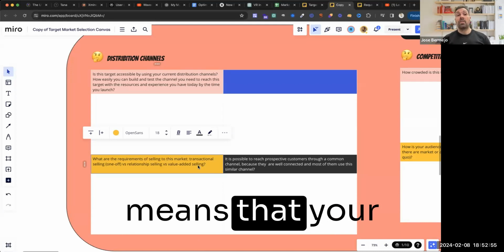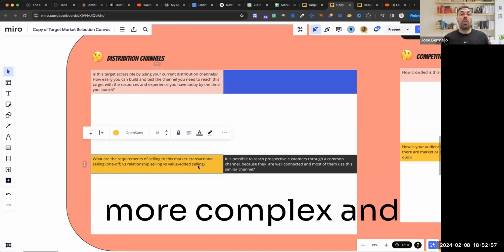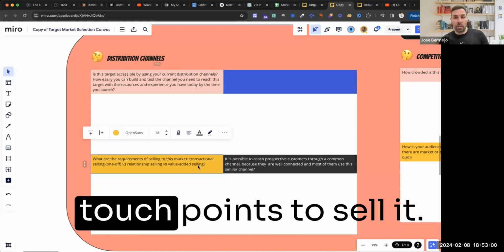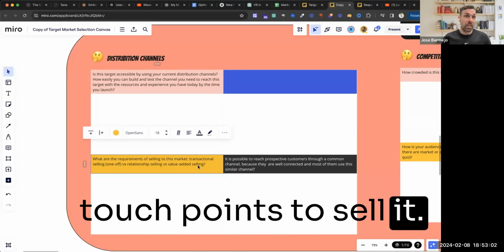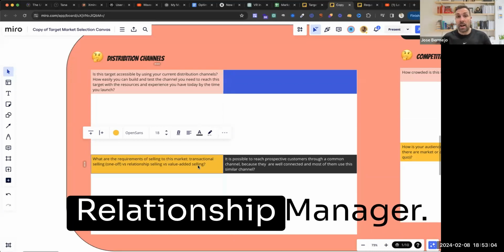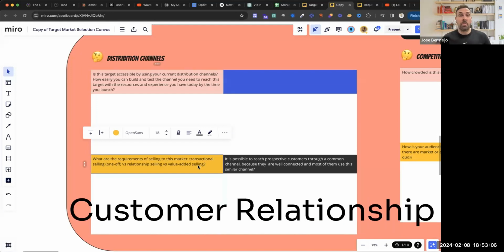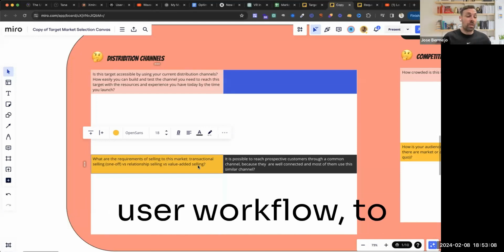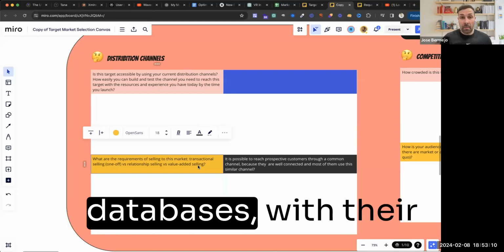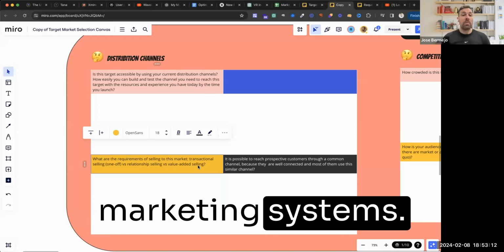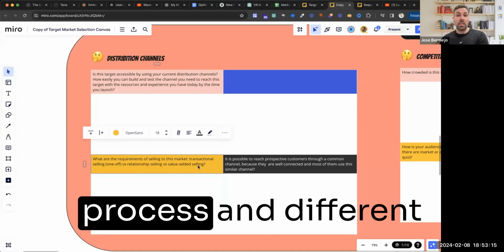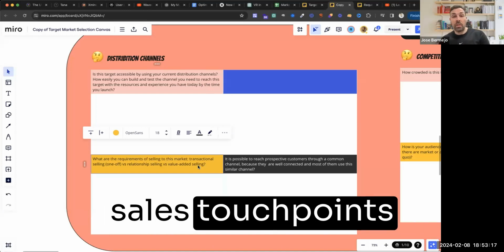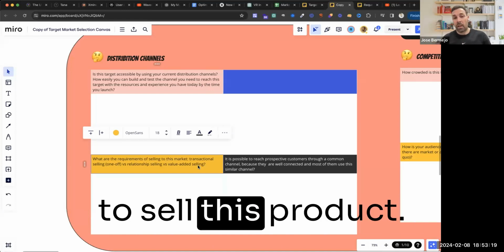Relationship selling means that your product is a little bit more complex and it needs different touch points to sell it. So, for example, a CRM, a customer relationship manager, you need to demo it to see how it adapts to the end user workflow, to integrate with their databases, with their marketing systems. So you need a sales process and different sales touch points to sell this product.